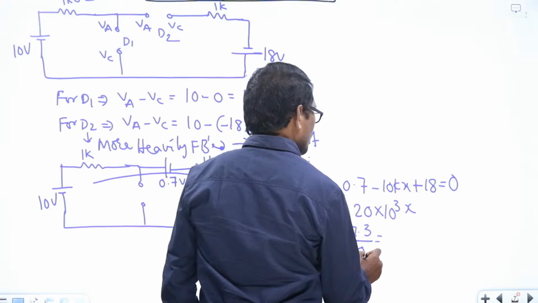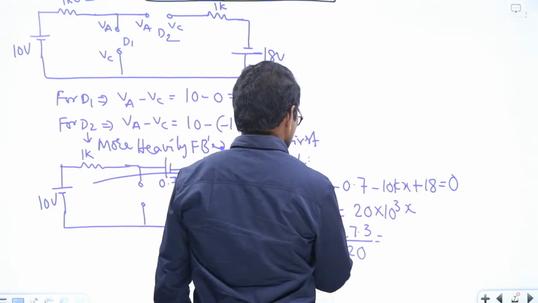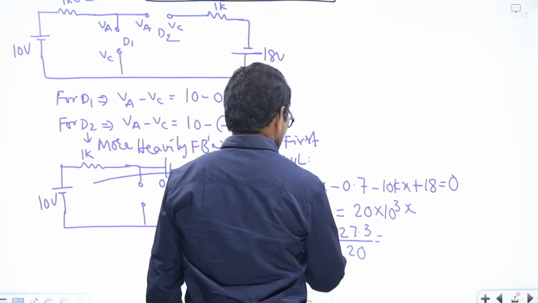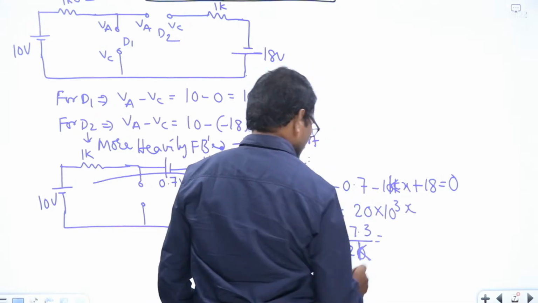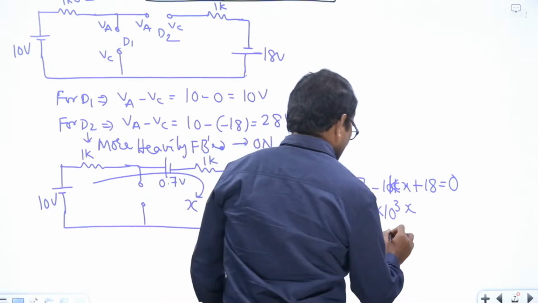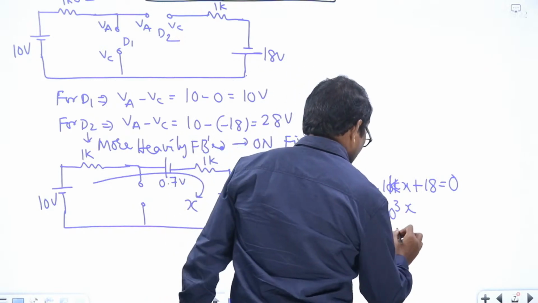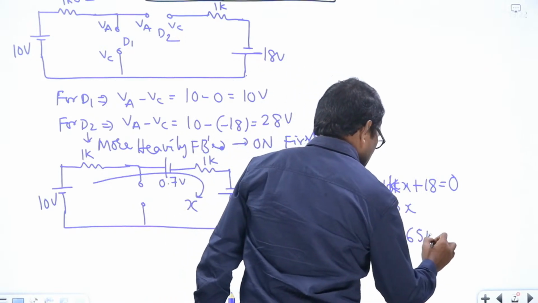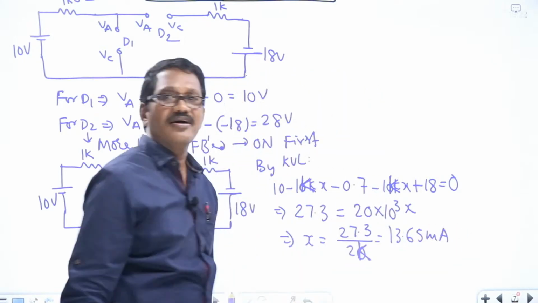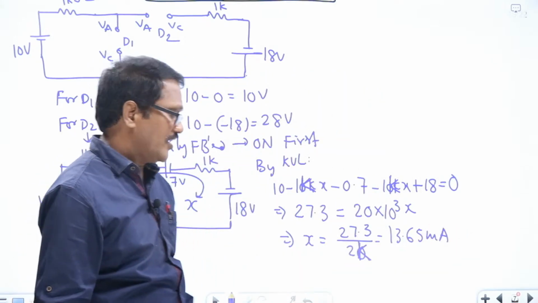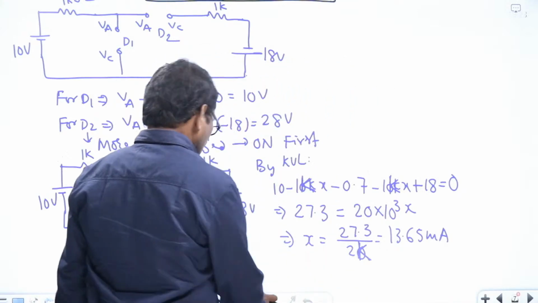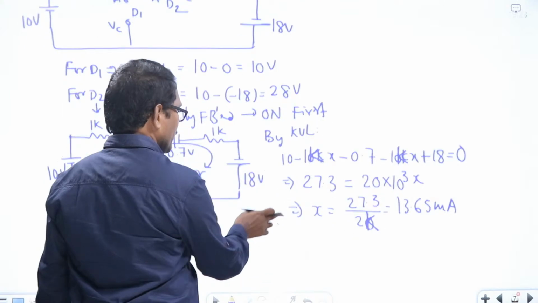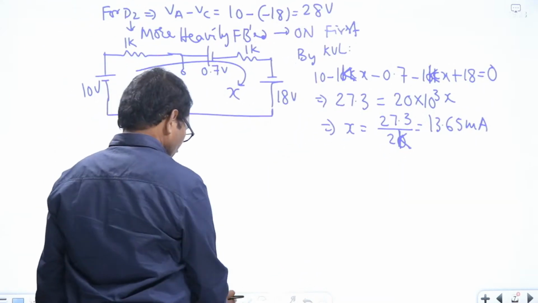Sorry, not 20, 2k. This is 1k, sorry, 1k. This is 2k. Now what you will get? 13.65 milliamperes. You just check whether it is correct or wrong. Right? 13.65 milliamperes. And now calculate VA for diode D1.